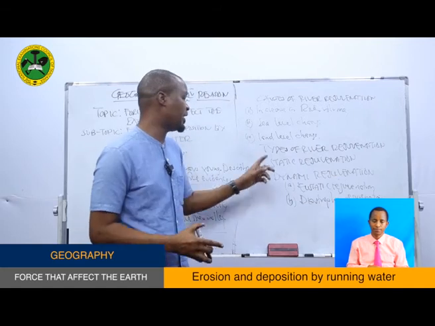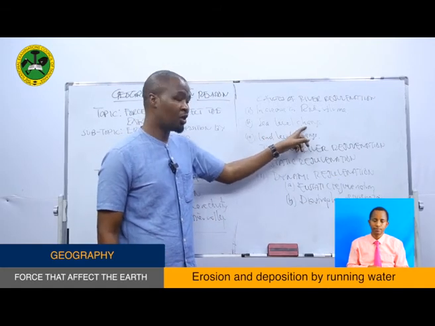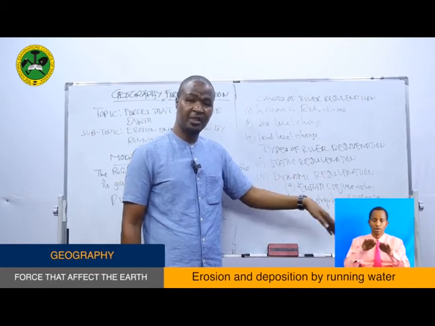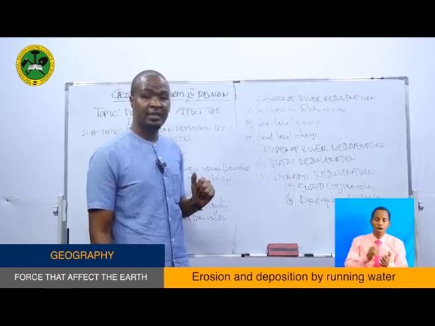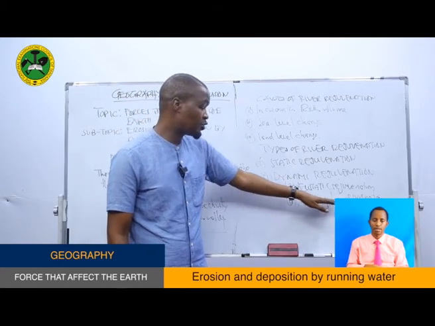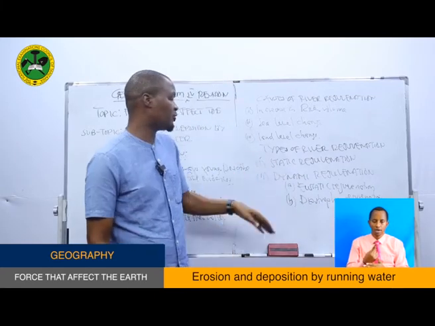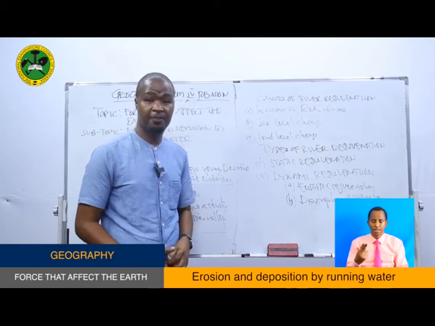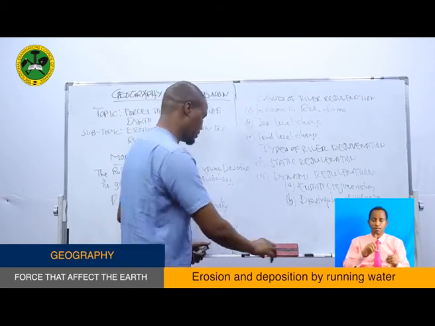Dynamic rejuvenation refers to the type of river rejuvenation that occurs as a result of either the sea level change or the land level change. So the eustatic rejuvenation occurs as a result of the sea level change. But the diastrophic rejuvenation occurs as a result of the land level change. So from there, let's see the landforms produced by river rejuvenation.